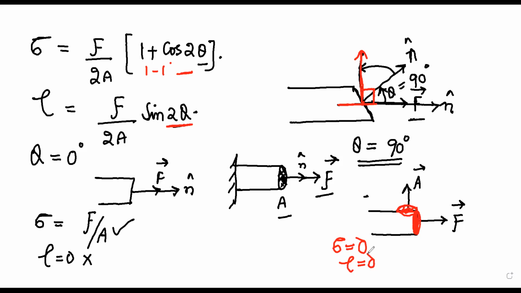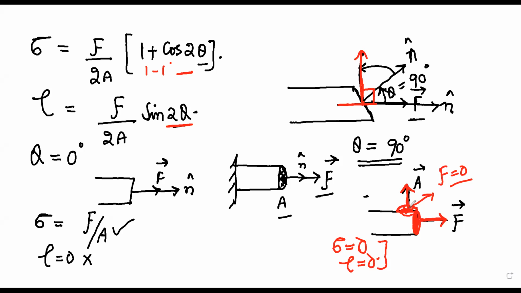What is happening? We are applying force on one area and we are taking another area into consideration. Therefore, there will be no normal stress on this area, because on this area there is no force acting. F is equal to 0. Therefore, there will be neither normal stress nor shear stress. So this is a very important conclusion here. When you take theta equal to 90 degree, your area vector is in one direction and your force vector is in another direction.